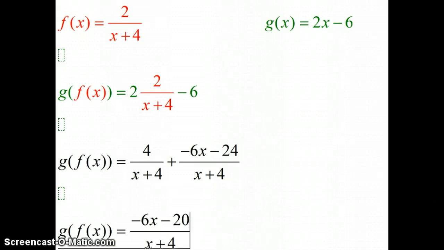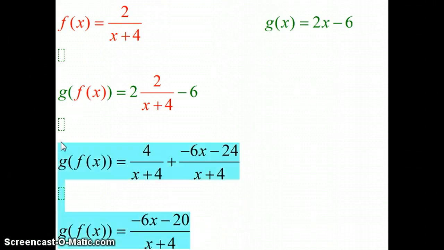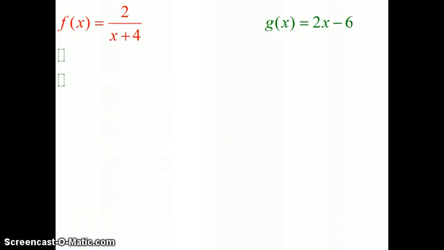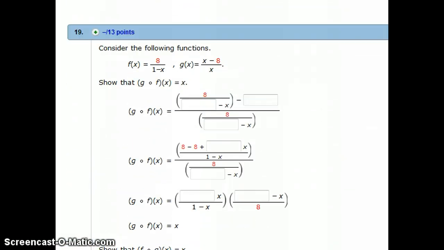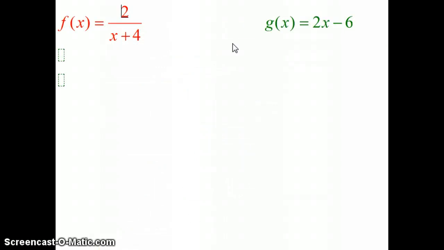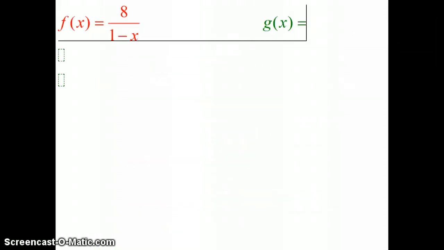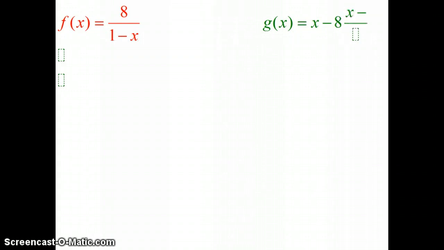There's one last thing I do want to talk about here. I got to hustle. I've only got 4 minutes left on this recording. So I want to know what happens when you compose two functions and you end up getting just an x in the end. So if we look at this last problem here, number 19, we have f of x is 8 over 1 minus x, and g of x is going to be x minus 8 over x. So this is going to be x minus 8, did that wrong, that's okay, x minus 8 all over x.